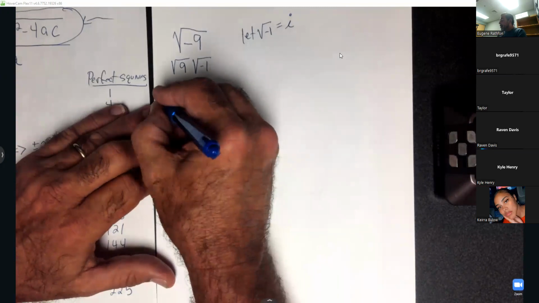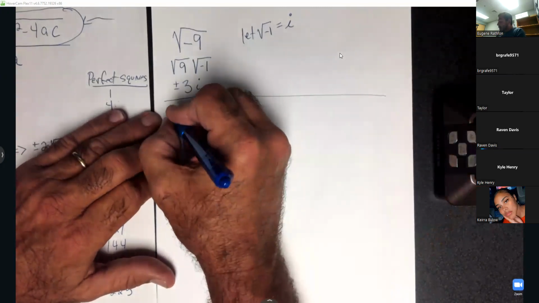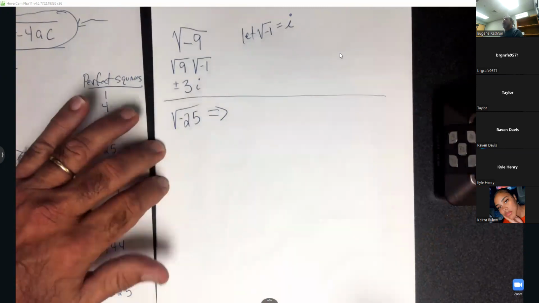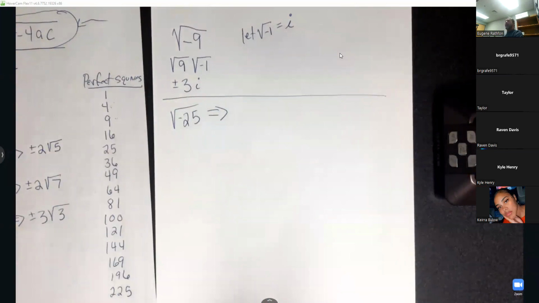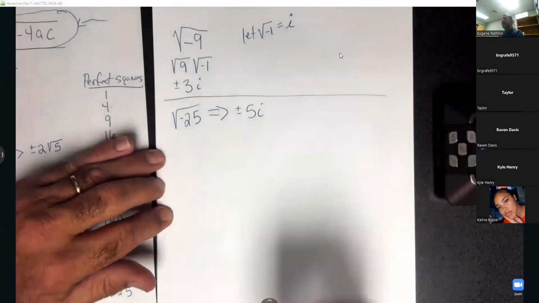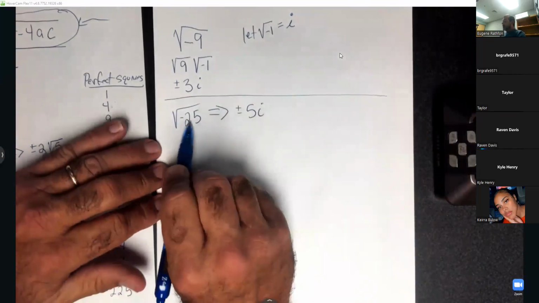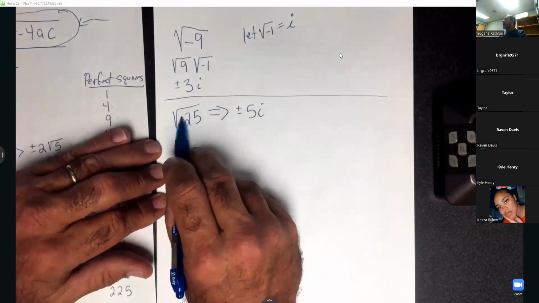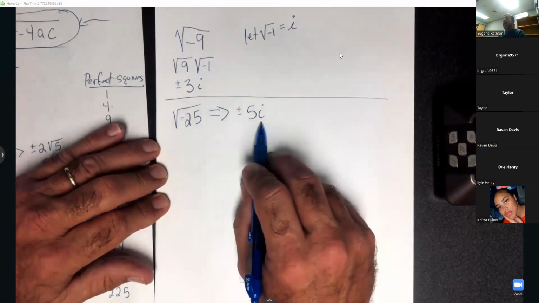So now, knowing that, y'all, what's this give me? Square root of a negative 25. And that's it, 5i. Okay, so basically take the square root of the number, and this negative basically comes out as our i, okay?